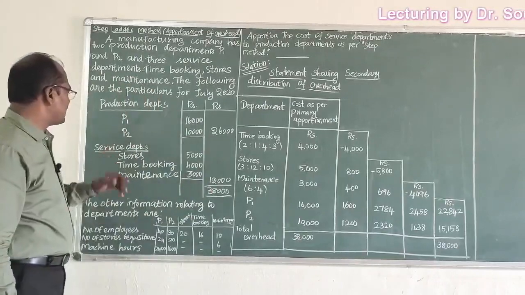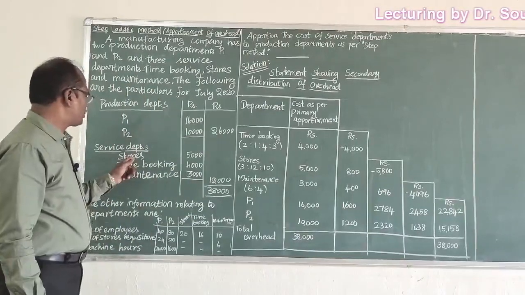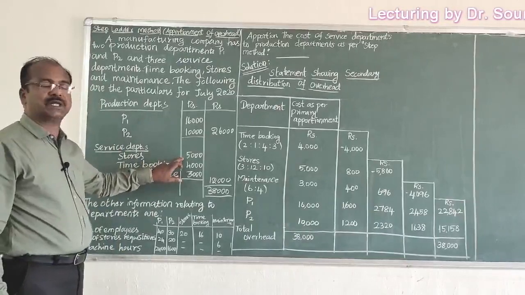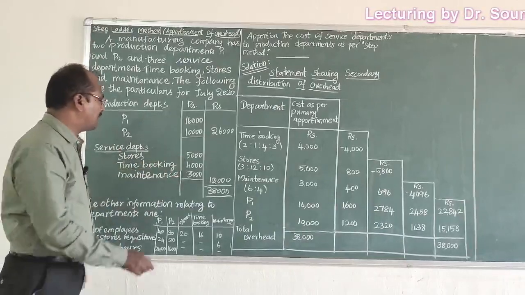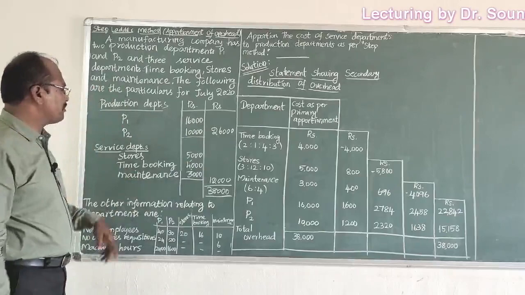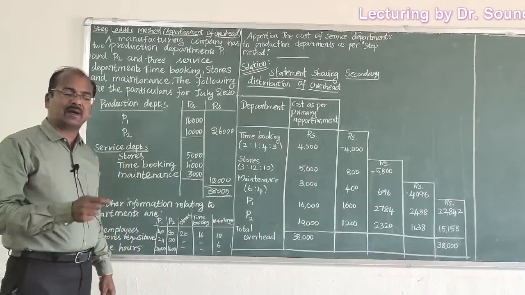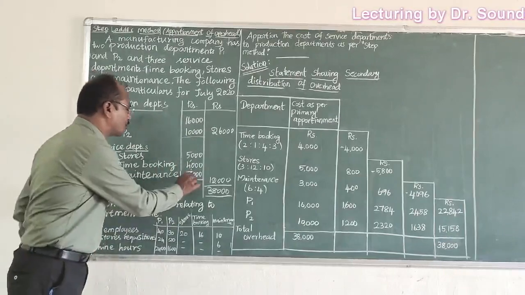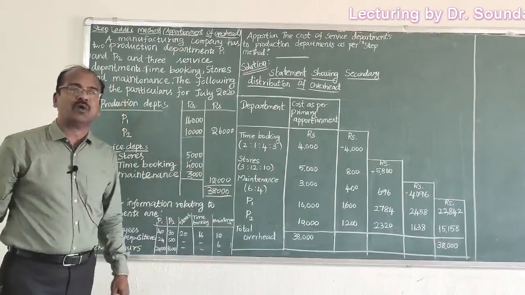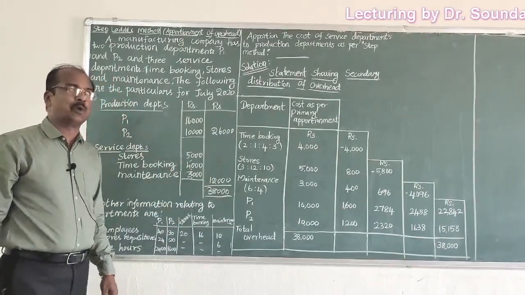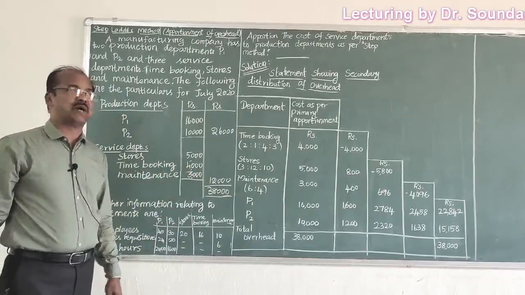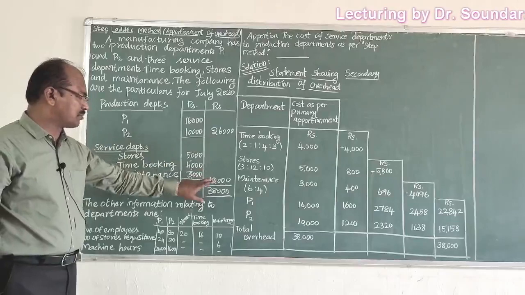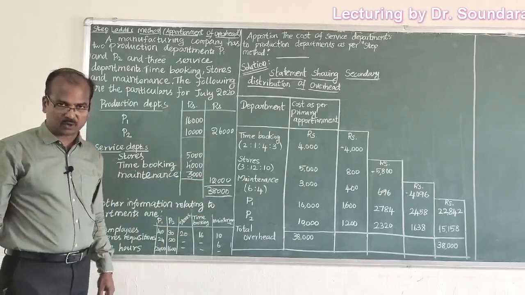Now regarding service departments, the first one presented here is stores. The overhead already apportioned is amounted 5,000 rupees for this department. Then for time booking, the overhead already apportioned is amounted 4,000 rupees. For maintenance, it is 3,000 rupees. The total overheads which have been already apportioned to the service departments is total 12,000 rupees. So 26,000 plus 12,000, it comes to 38,000 rupees.